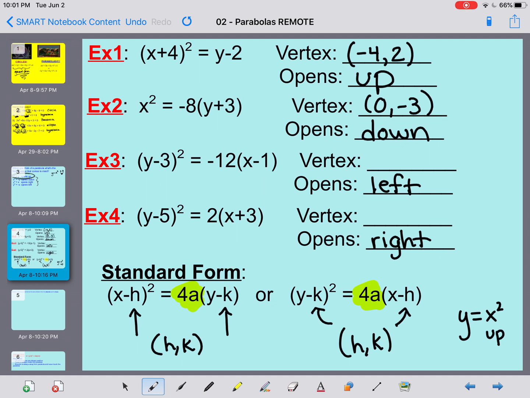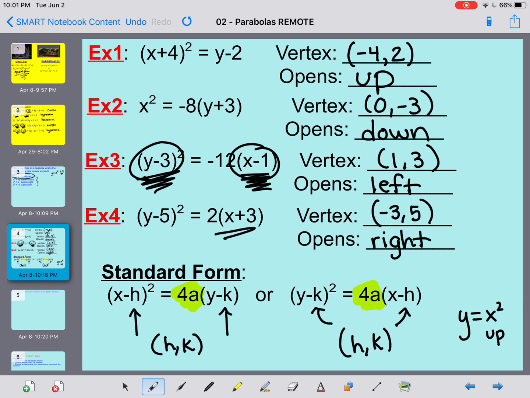In example 3, this is where people usually get it wrong. It's 1 comma 3. Because this is the x, this is the y value. Just look at the letters, x and then y, right? So just be careful. A lot of people say 3 comma 1. And then the vertex is negative 3 comma 5, right? Again, the x comes first, then the y. Make sure you pay attention to that detail.